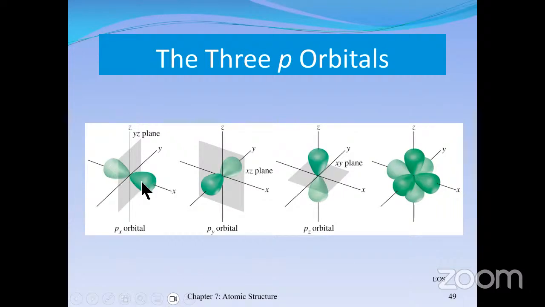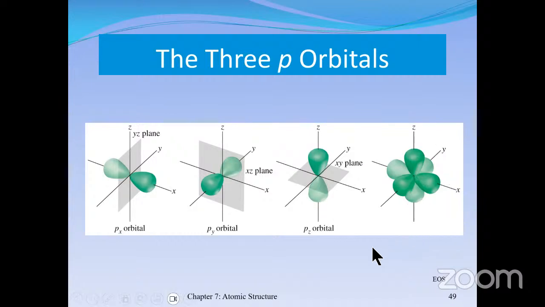You have 1 p orbital aligned along the x-axis here, of the three-dimensional Cartesian system, XYZ system. You have another p orbital aligned here along the y-axis, and then the third one will align along the z-axis, right? So basically the p orbitals are at mutual right angles, and this is what they look like together.